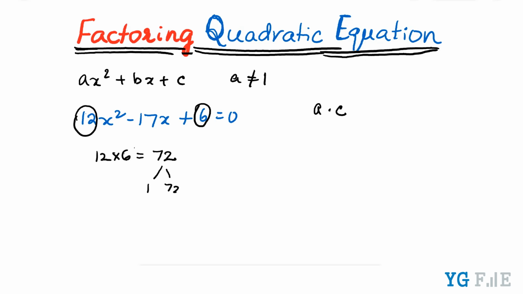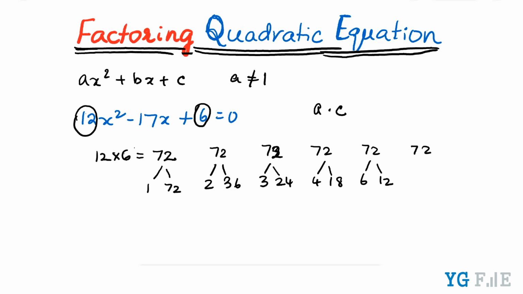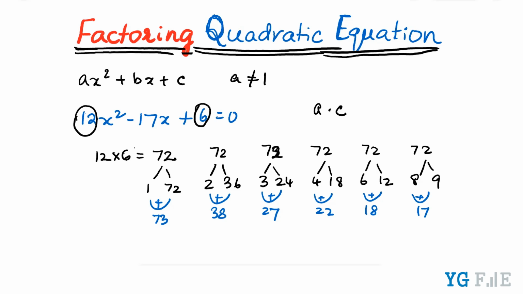1 times 72, 2 times 36, 3 times 24, 4 times 18, 6 times 12, 8 times 9. So these are all the factors, and we want to find the pair whose sum is 17. Adding them: 73, 38, 27, 22, 18, and 17. So we see that 17 comes from 8 and 9.